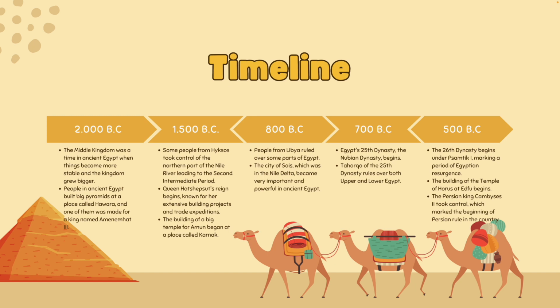And then the Persian king Cambyses II took control, which marked the beginning of Persian invasion. So that means that the Persians came and they took control of Egypt. So we can see that throughout the years, Egypt was invaded by various people and they took over and they started ruling.